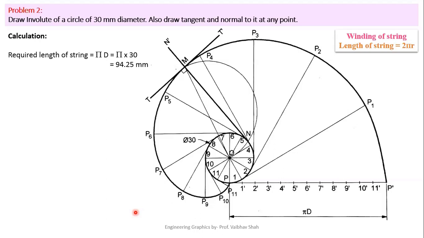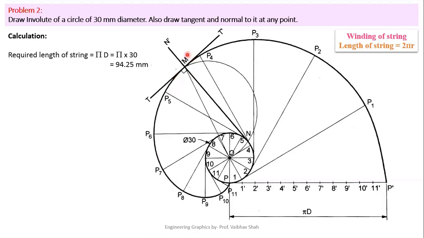Very easy. Now, let us look at the tangent and normal to this curve at any point. So we have to draw the tangent and normal to this curve, which is known as the involute of a circle. So we will be drawing the tangent and normal at any point. Let us select any point M here. You can select any point randomly over the curve, here or here. It's your choice. Wherever you want to select a point, you can select.